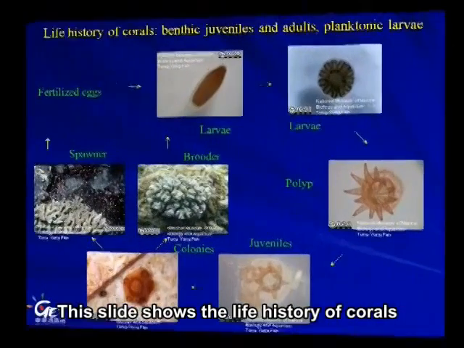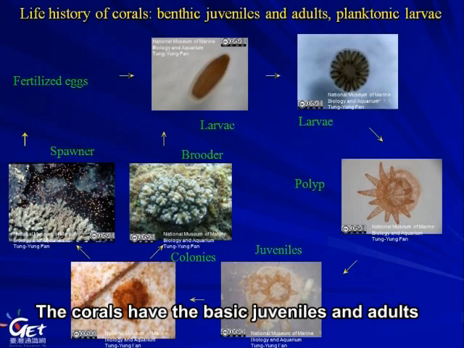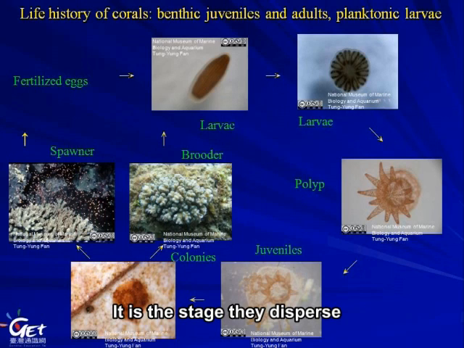The slide shows the life history of corals. Corals have the basic juvenile and adult stages, but within their life cycle, one important stage is the planktonic larva. This is the stage at which they disperse.